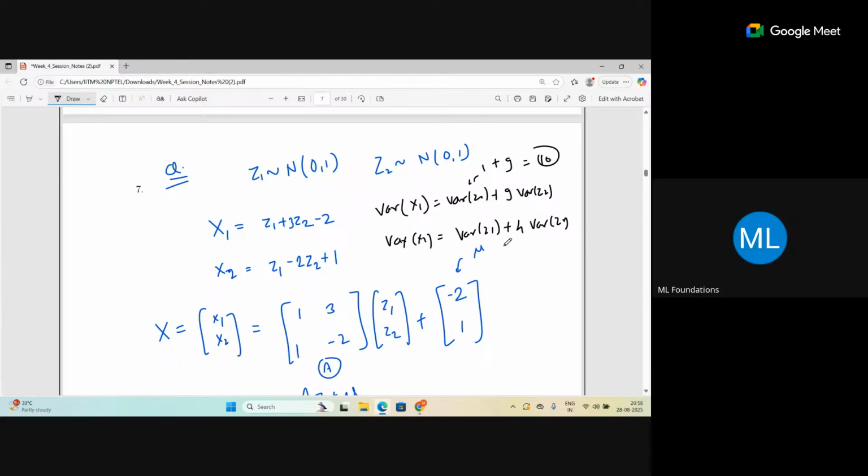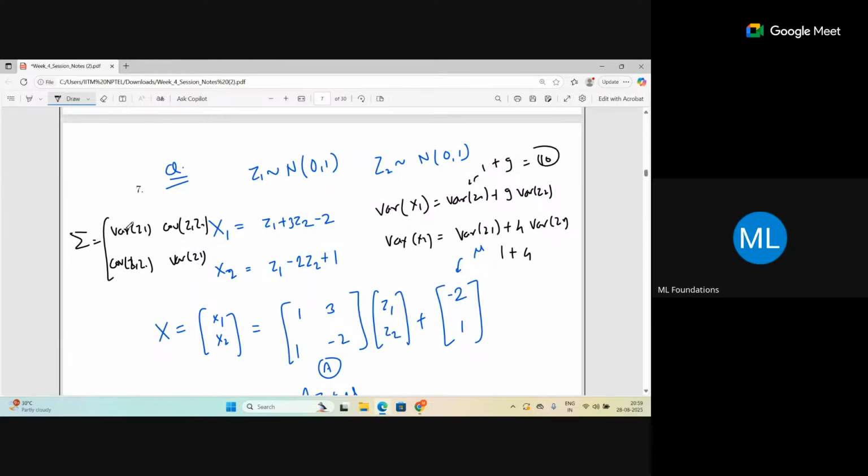And what is variance of x2? 1 plus 4, so that is 5, right? But the covariance matrix will look like what? It is sigma 1 square, then the covariance between sigma 1, sigma 2. Maybe I'll just write it in terms of z1, z2. So the sigma matrix will look like: variance of z1, covariance of z1, z2, and the variance of z2.